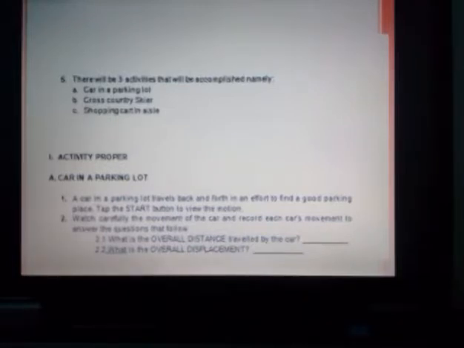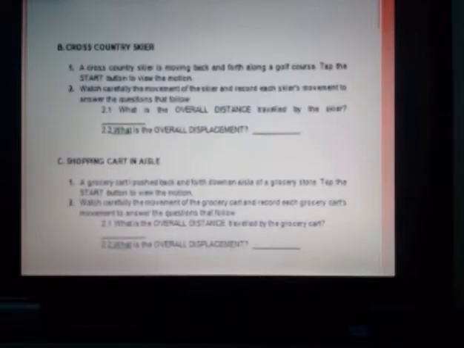2.1. What is the overall distance traveled by the car? Then what is the overall displacement? Letter B, the cross-country skier. A cross-country skier is moving back and forth along a golf course. Tap the start button to view the motion. Watch carefully the movement of the skier and record each skier's movement to answer the questions that follow. What is the overall distance traveled by the skier? And what is the overall displacement?